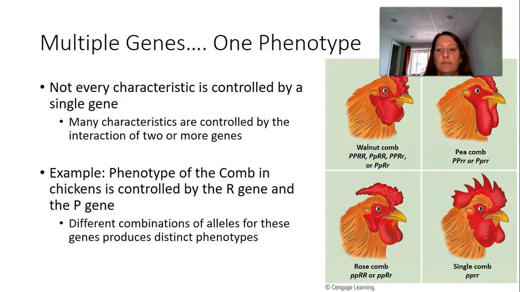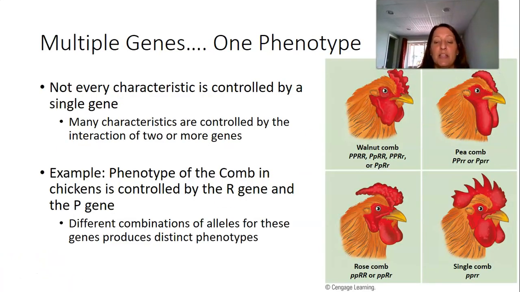Okay, next slide. Now the opposite can be true as well. So in pleiotropy, you have one gene, multiple phenotypes. You could also have multiple genes contributing to one phenotype, which is the opposite. Okay, so again, not every characteristic is controlled by a single gene. Many characteristics or traits are controlled by multiple genes, and those genes may interact in some way.